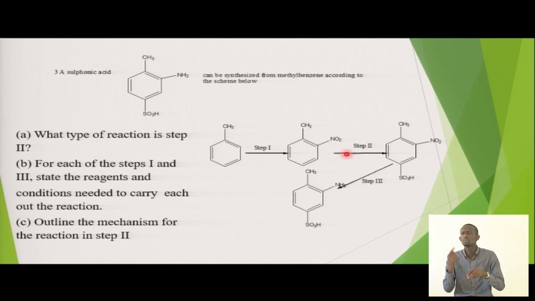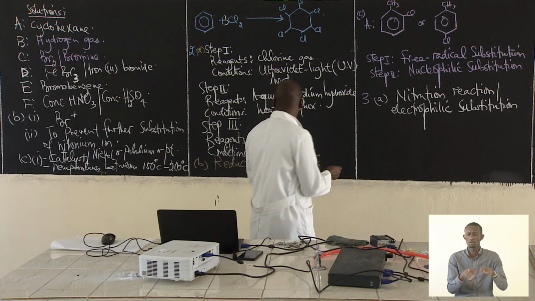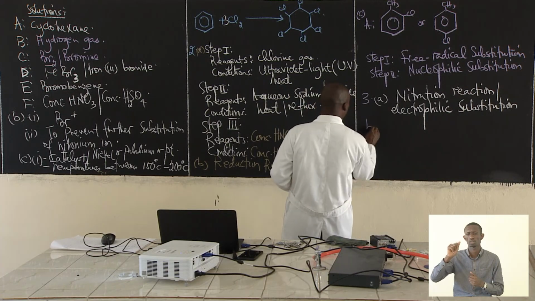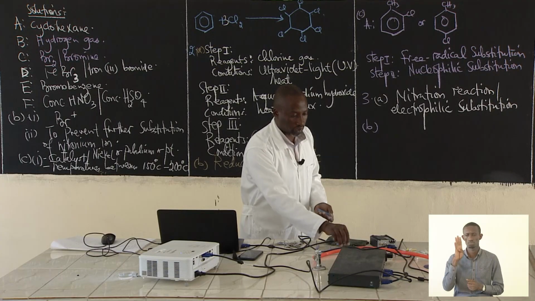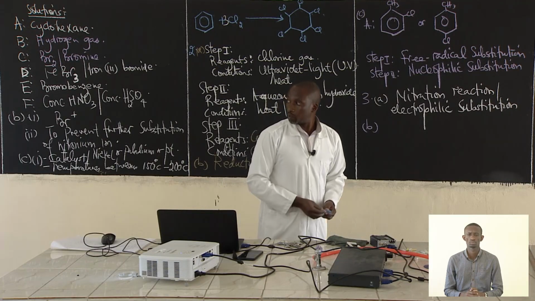So what is happening here? We see the nitronium ion substituting on position number 2, and then we have another substitution, number 4. So what are the reagents? For each of the steps, we need the reagents. That is part B. We need the reagents for step number 1.